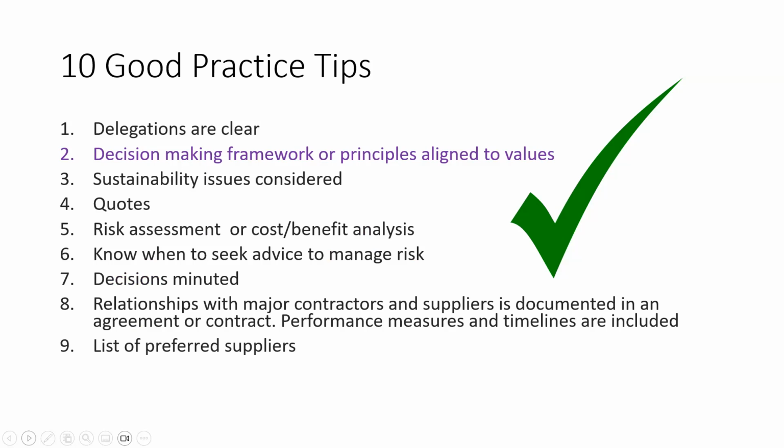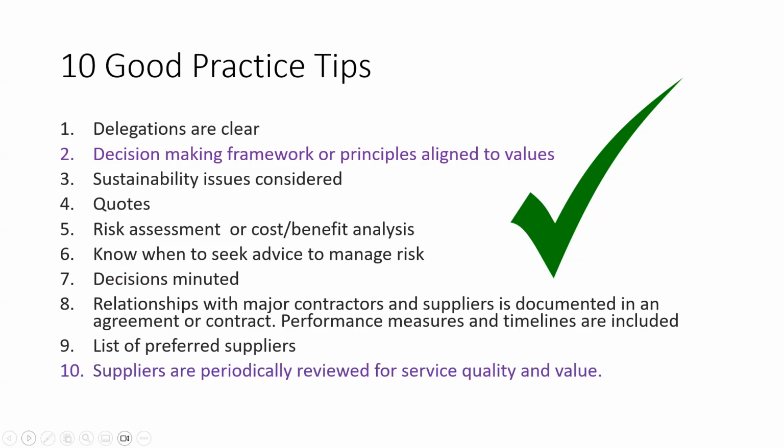Maybe you have a list of preferred suppliers, those suppliers who have been vetted, and that can be all your local people. That can even be relatives of people who work in your organisation or on your board, as long as it's been managed through your conflict of interest process. And it's not always going to be about price that people get on that list. Sometimes it's about being available and excellent service, or working well with your tenants when they go to properties. Things like that are really important. And suppliers are periodically reviewed for service quality and value.